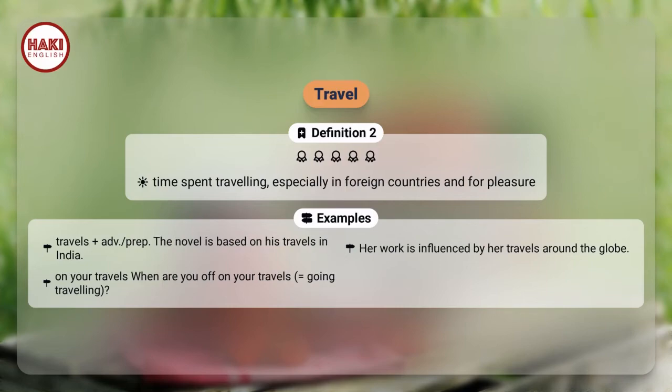Her work is influenced by her travels around the globe. On your travels, when are you off on your travels, equals going traveling.